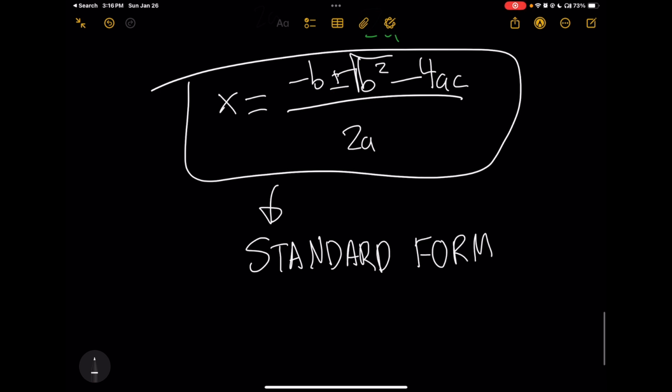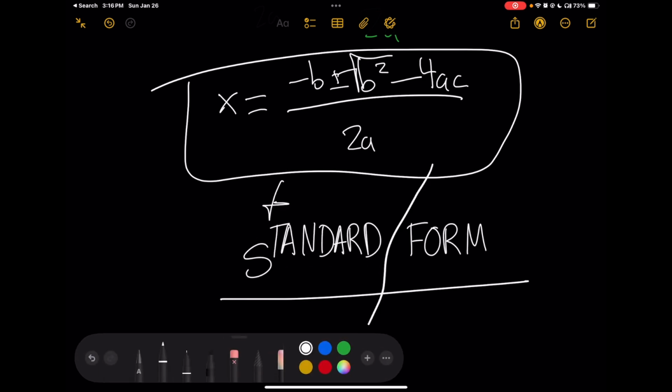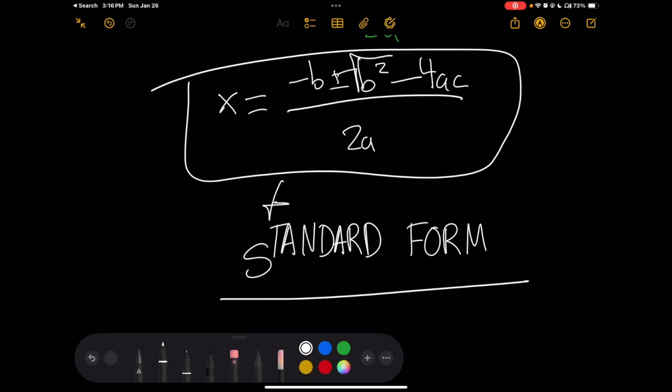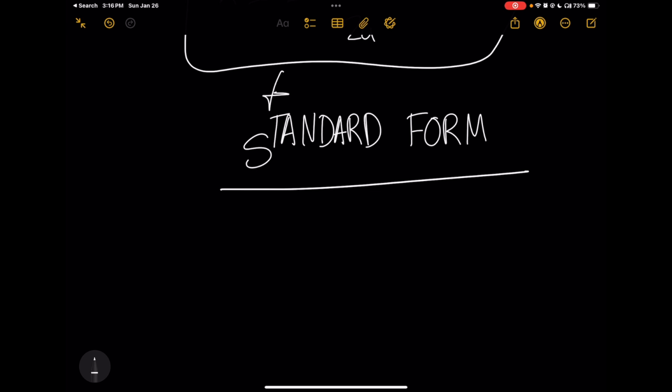So that's one way, right? Oh, what the? It just made my handwriting better, and then it did not care about the S, which is kind of goofy. Anyways, this is standard form. So now we're going to find how to do it in vertex form. Wow, so cool.